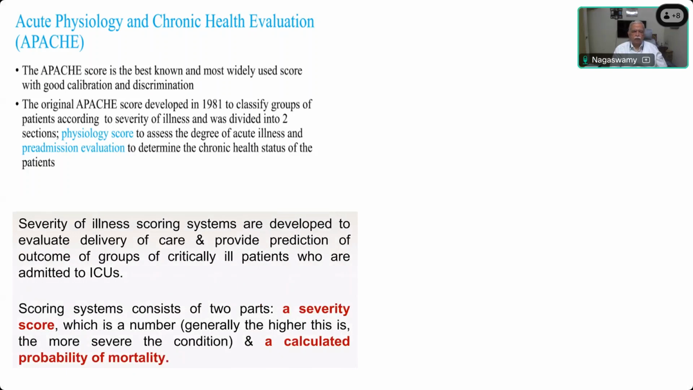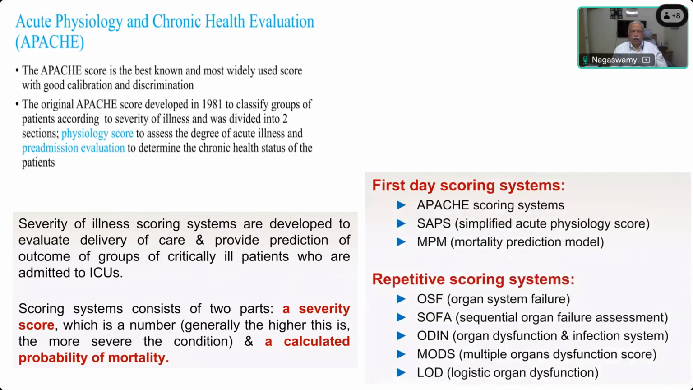So the scoring system consists of two parts: the severity score, which is a number, generally the higher the number, the more severe the condition, and the calculated probability of mortality. Both can be assessed by the scoring system. And as he rightly said, this is done only once during admission. First day scoring system is Apache. After that, to assess whether the patient is improving or deteriorating, you have to use a repetitive scoring system like SOFA, TOFA, etc. But Apache is only the on-entry or on-admission scoring system, the first day scoring system.